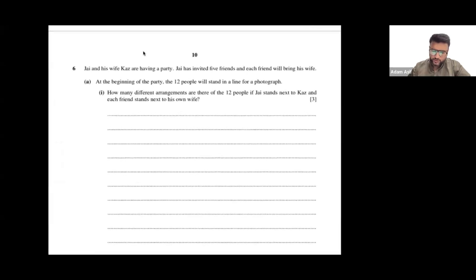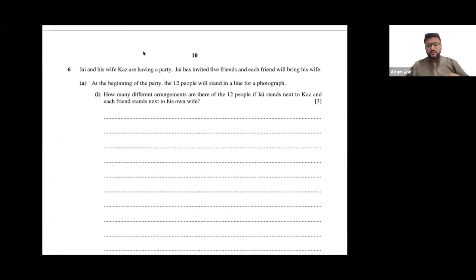Moving on, question number 6. Jay and his wife Kes are having a party. Jay has invited 5 friends and each friend will bring his wife. At the beginning of the party, 12 people will stand in a line for a photograph. How many different arrangements are there of the 12 people if Jay stands next to Kes and each friend stands next to his own wife?